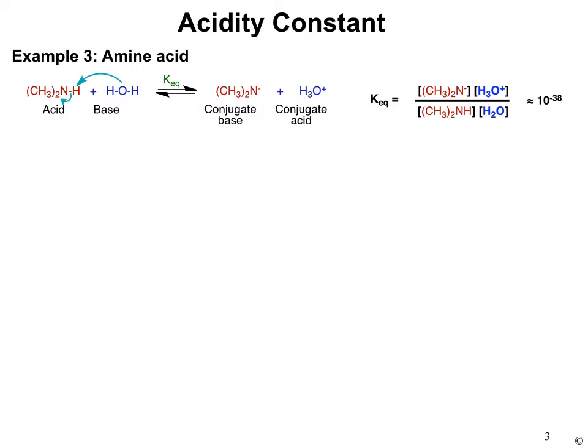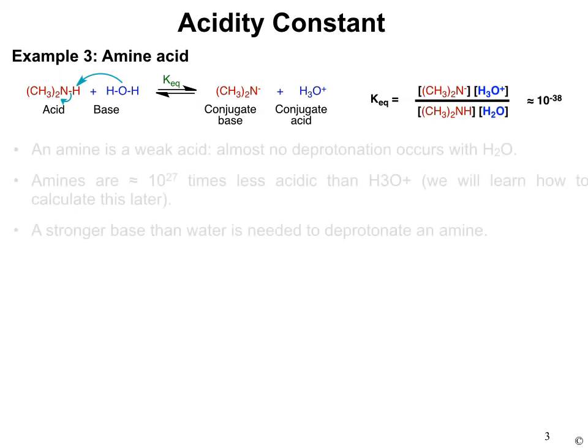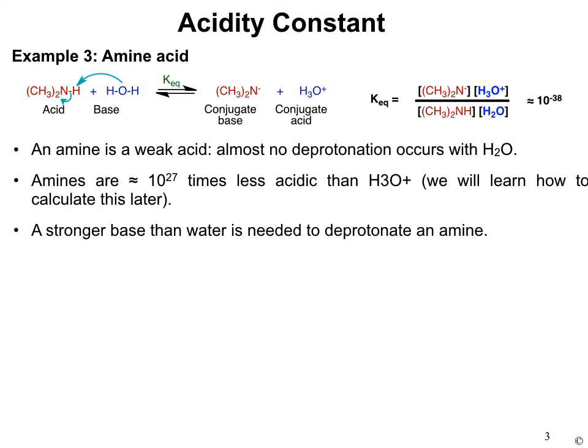Here's another one. This is an amine reaction with water. I've shown you the arrows, the KEQ. This time, wow, the KEQ is 10 to the minus 38. There's essentially no conjugate base and conjugate acid in this reaction. The amine on the left side, that is the acid in red, is an amine compound that doesn't give up a proton to water. There's almost no product at all. That's a vanishingly small amount of donation of a proton. And so the amine is a very weak acid, almost no deprotonation in H2O.